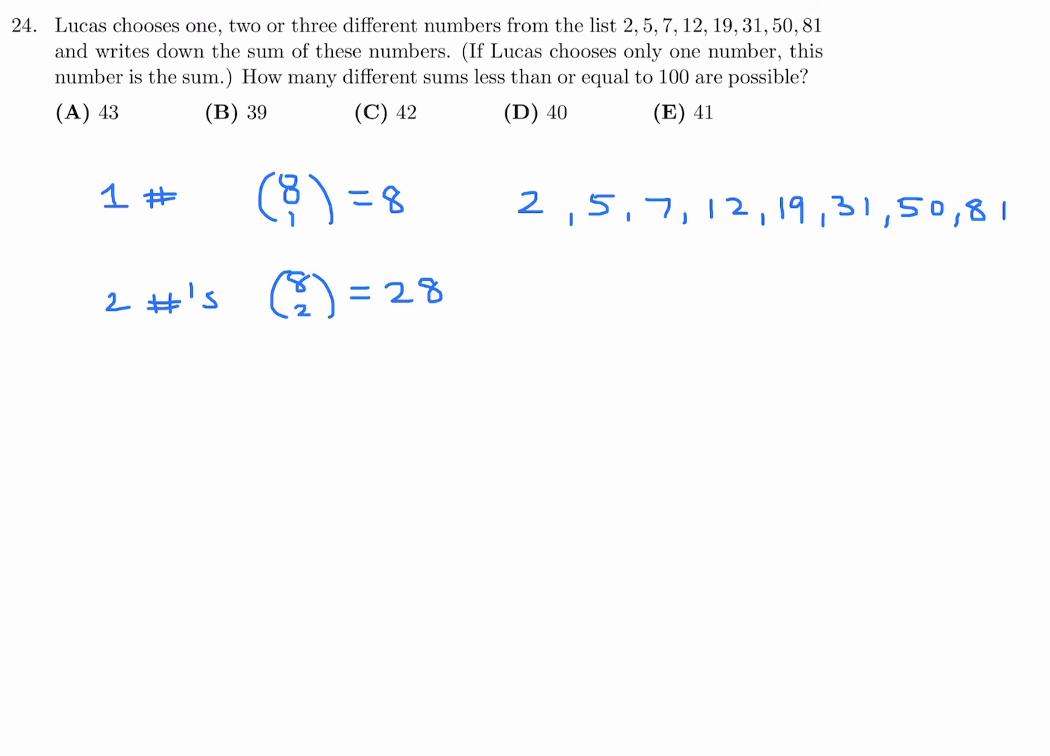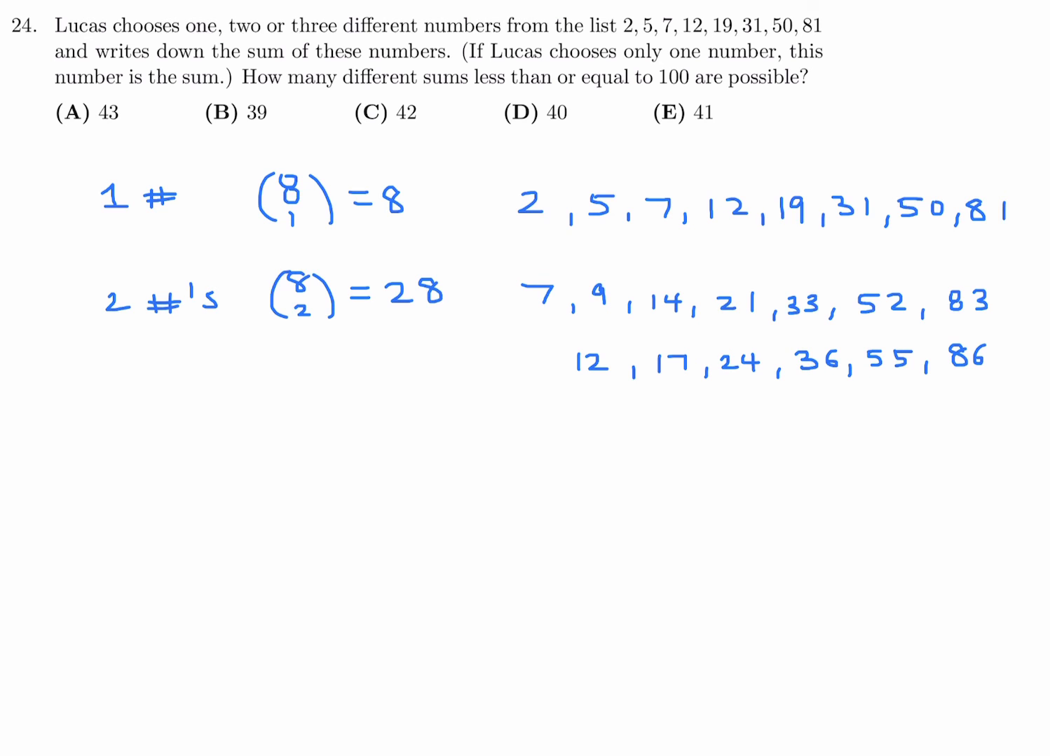Okay, so the ones where there's 2, it wouldn't take that long to figure it out. So we got 2 and 5, right, which is 7. 2 and 7, which is 9. And then 2 and 12, which is 14. 2 and 19, 21. 2 and 31, 33. 2 and 50, 52. And 2 and 81, 83. And in a very similar way, 5 and 7, which is 12. I'll just write them all out. I don't think you need me to voice them all out. So I'll just make the list.